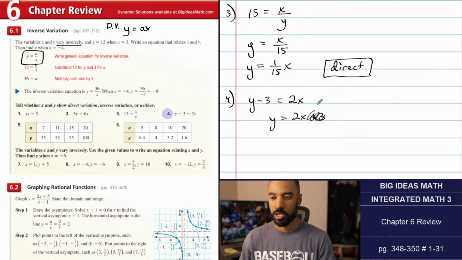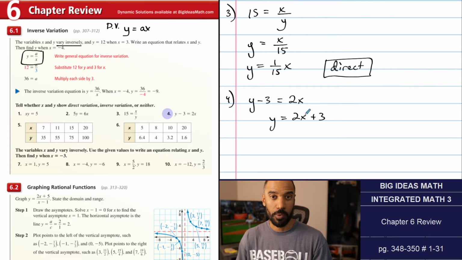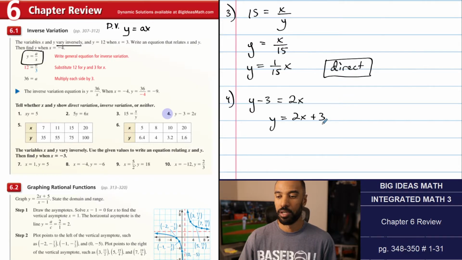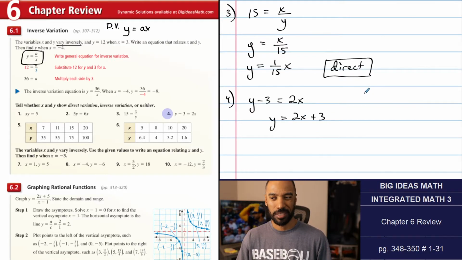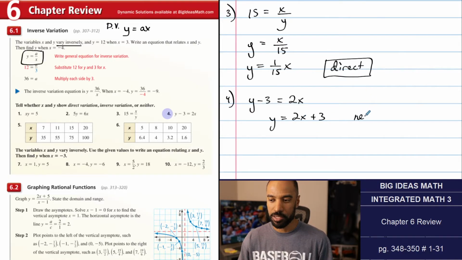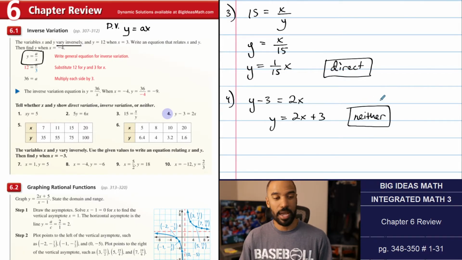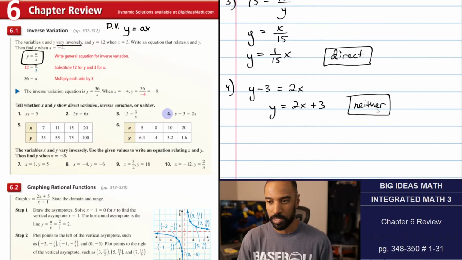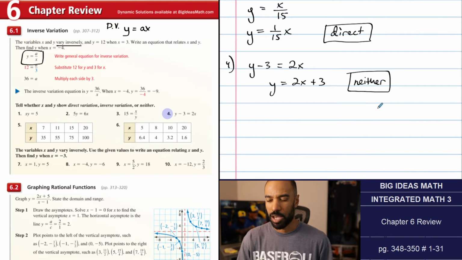Y equals 2x. Part of direct variation also includes that when x is 0, y is 0. There is direct proportionality from one to the other. But when x is 0 here, y is 3. This is just a linear equation. This is in neither case. So as I said, just because x goes up, y goes up doesn't make it direct. Just because x goes up, y goes down doesn't make it inverse variation.